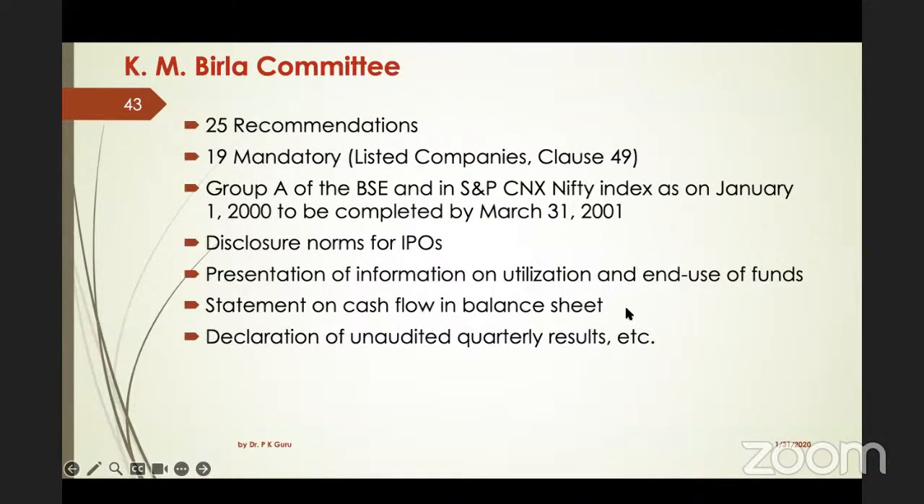Statement on cash flow in balance sheet. You have to clearly say in the balance sheet what is the expected cash flow, and you have to show all that figure. And also show this money coming from IPO in your balance sheet and how it is used. Declaration of unaudited quarterly results. That is what I informed, that in India, it is 4 times a year. Every quarter, 3 months, these results have to be declared. This may be unaudited, need not be audited at the time of declaration, but otherwise later on it gets audited.